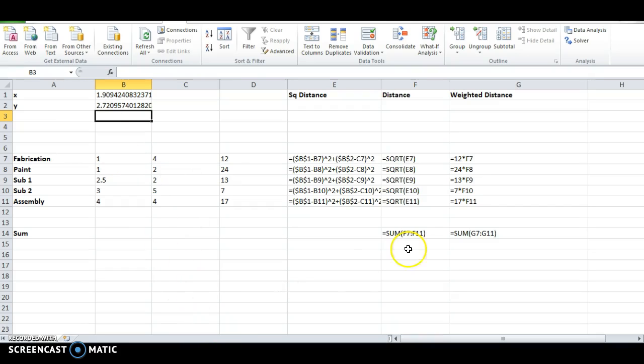So hopefully that helps with the distance problem. And again, trying to enter that complicated formula is not the best idea. It's a little bit easier just to enter it part by part and then sum the total.